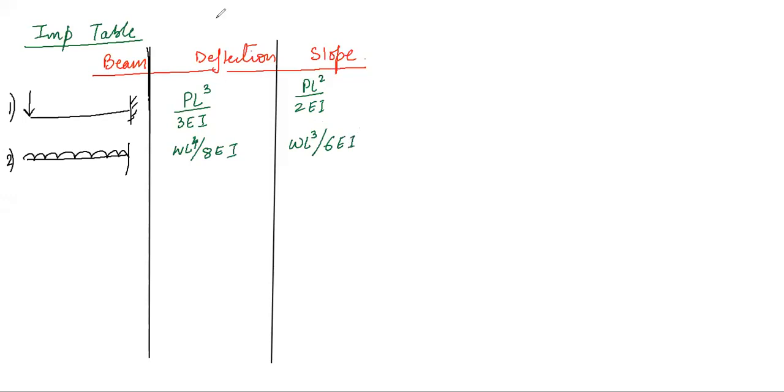Likewise, the third case that I'm going to discuss is the cantilever beam with a moment at the free end, right? And its deflection value is defined as ML square by 2EI. We have discussed this, right? ML square on 2EI, and the slope is defined as ML upon EI.